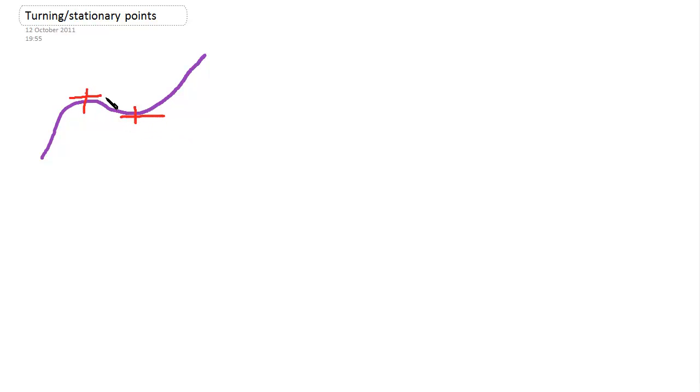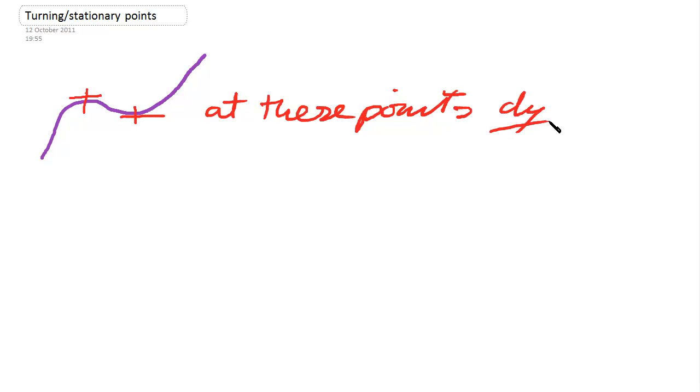You can see the tangents are flat. So therefore, at these points, dy by dx will equal 0. If you draw a tangent here, we can see the gradient is going to be positive. If you draw a tangent here, you can see the gradient is going to be positive. And if you draw a gradient in between them, you're going to get a gradient negative.